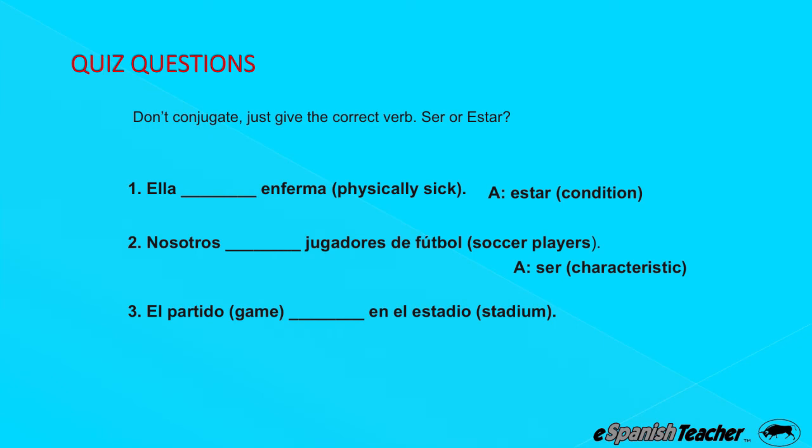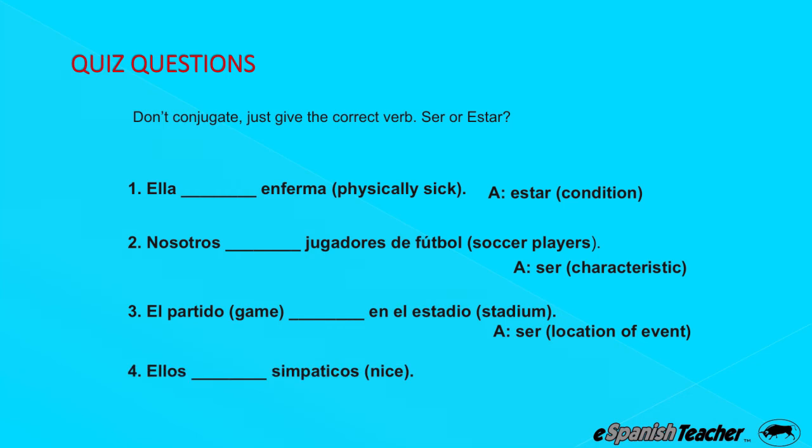Here's the next example. El partido blank en el estadio. All right, this one you're essentially having to ask yourself, is a game, el partido, an event? And if it is an event, then we're going to use the verb that you use to communicate the location of events, which is ser. And this one's easy. A game, of course, is an event, so we're going to use ser. El partido es en el estadio.